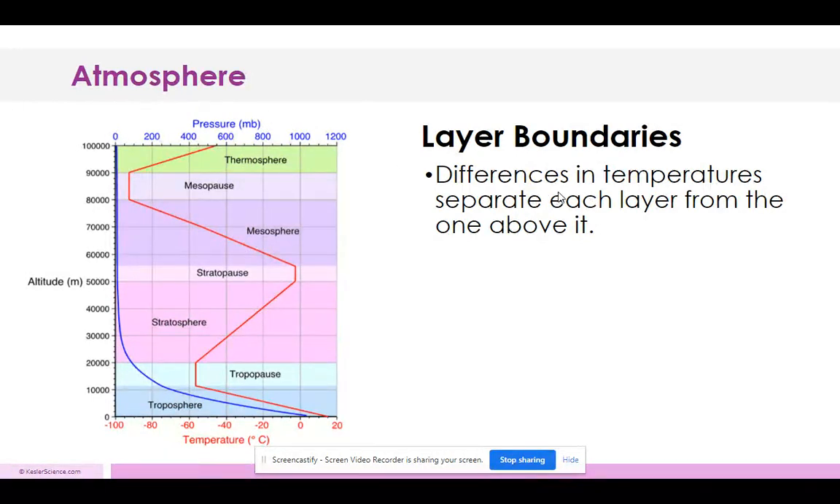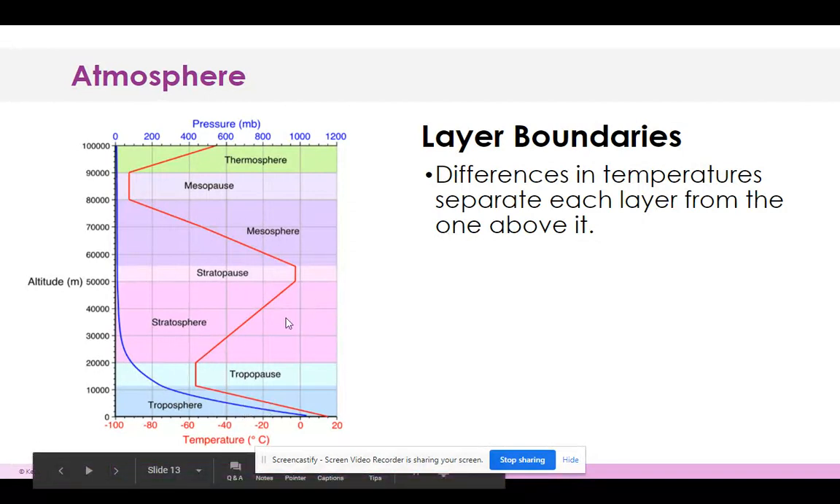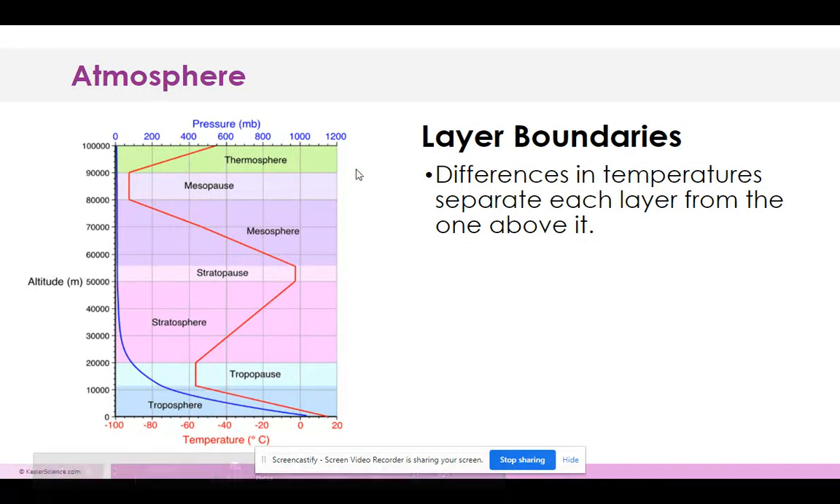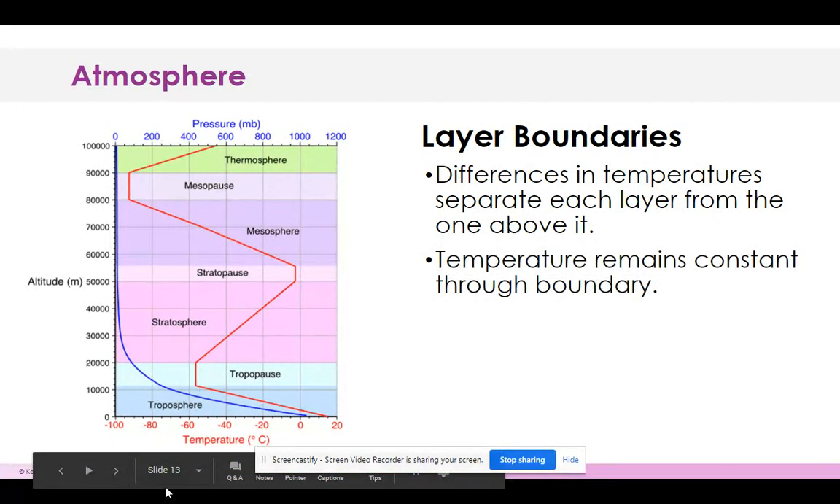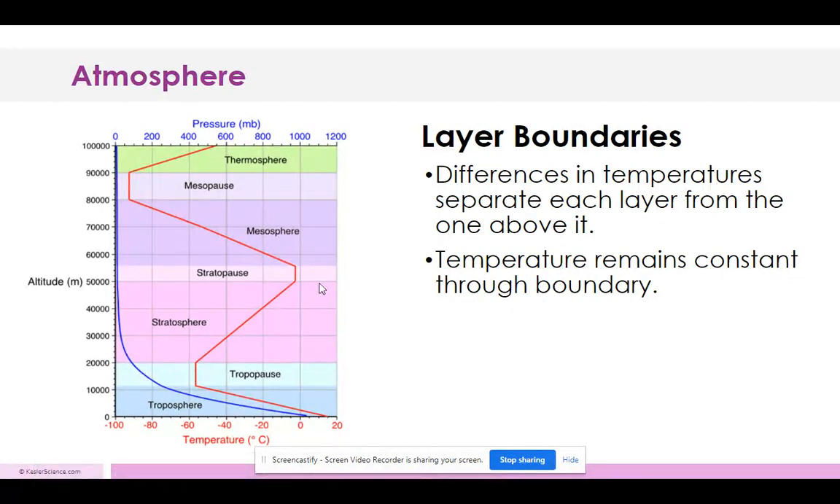So the differences in temperature separate each layer from the one above it. And you're going to notice it's like a cycle. One gets cold, then hot, then cold, then hot. So I'm going to guess the exosphere gets cold. Temperature remains constant through the boundaries. So if you look at the tropopause, it doesn't change. The temperature is a straight line up and down, and it's about 55. Stratopause, straight line, about -5. Mesopause, straight line, about -85, 90.